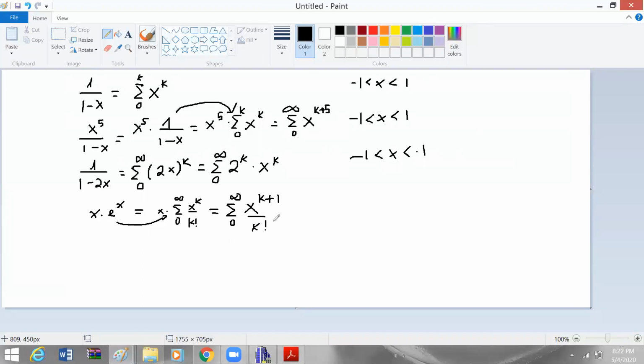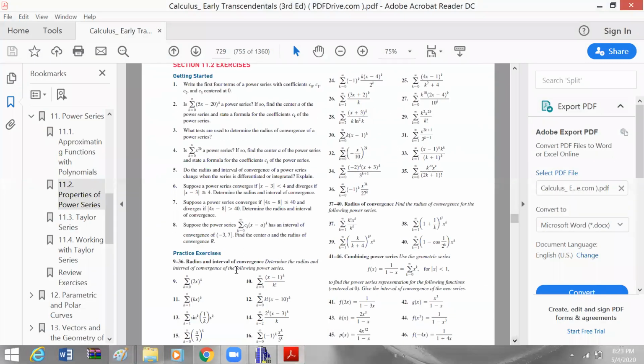Okay, so the two examples that we did from the textbook were basically asking us to find the radius of convergence. The radius of convergence is basically asking us to figure out what is the range of x that will make the series converge.